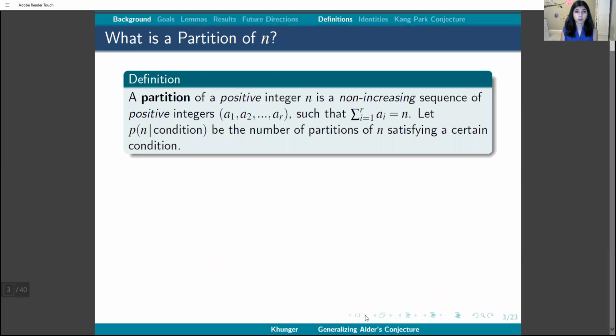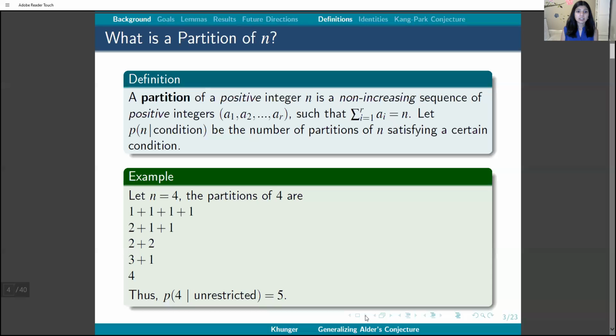Great, so let's start with what a partition of n is. A partition of a positive integer n is a non-increasing sequence of positive integers such that those integers sum to n. And we're going to let the partitions of n, given a condition, be the number of partitions of n satisfying that certain condition. So let's look at a simple example. First, let n be equal to 4. Then the partitions of 4 are 1+1+1+1, 2+1+1, 2+2, 3+1, and 4. And therefore we say that the number of partitions of 4, without any restrictions, is equal to 5.